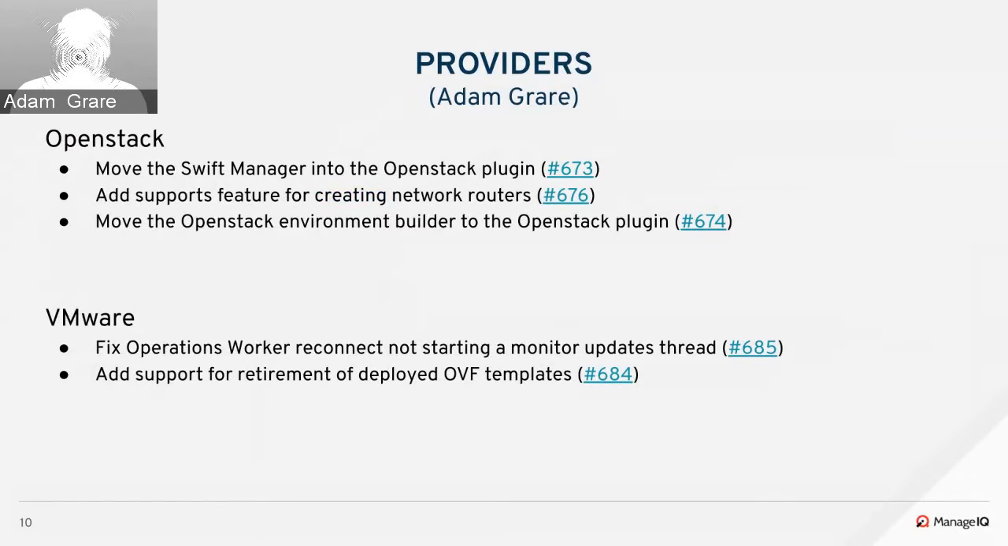On the VMware side, we fixed an issue where if the operations worker connection got restarted, it wasn't being restarted with the monitor updates thread. So essentially, it would build the cache the first time and then never update it after the fact. This is due to the fact that the connection has some initialization options that were set when the worker comes up, but they weren't being passed in when the connection got recreated.